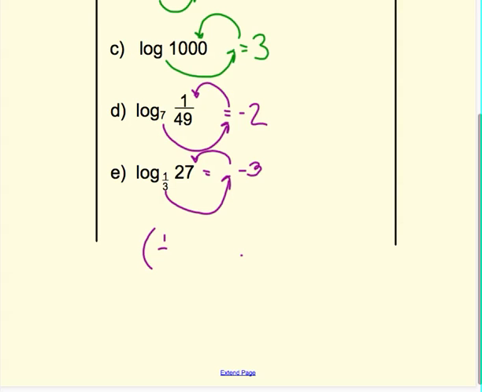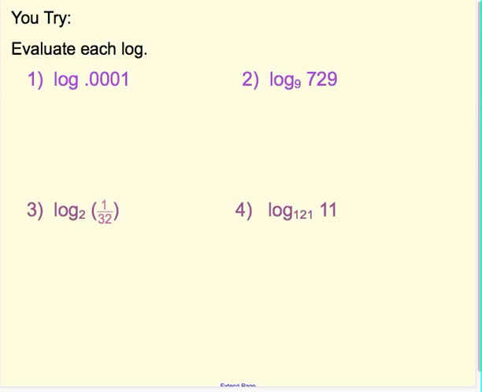So 1/3 to the -3, thinking about evaluating that, the negative exponent would mean flip what's inside the parentheses, so I would flip that to a 3, and then raise it to the 3rd power. That would give me the 27. So here are a few log functions for you to evaluate.